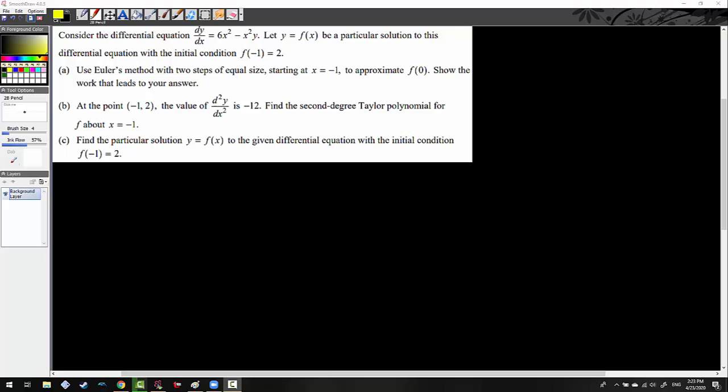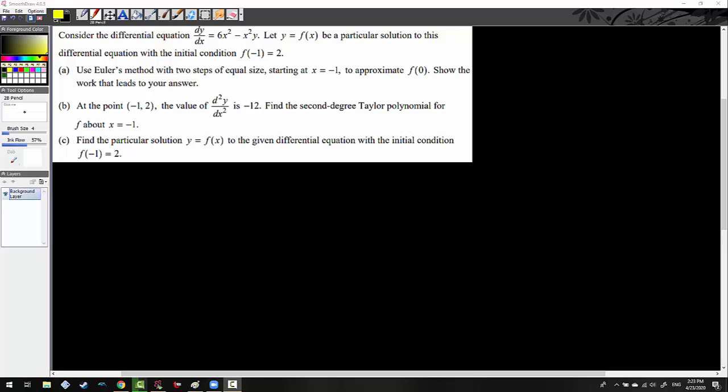In today's episode, we will be discussing the 2009 Calculus BC exam question number 4 from the non-calculator section. It is a differential equation reading that the differential equation dy over dx equals 6x squared minus x squared y. We let y equals f of x be the particular solution to this differential equation with an initial condition of f of negative 1 equaling 2.